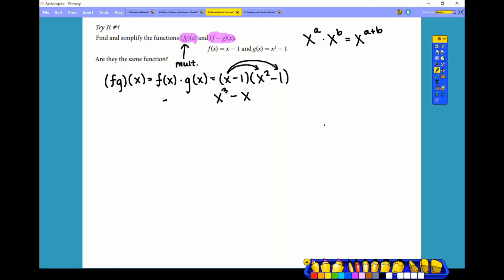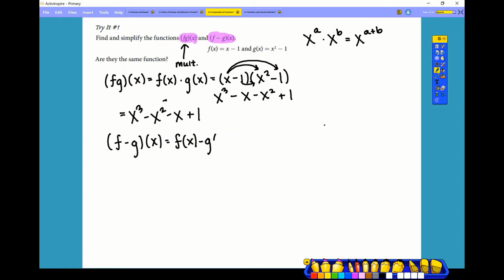Minus x. And then this inner one times this other inner one minus x squared plus 1. And that can be rewritten as x cubed minus x squared minus x plus 1. Now we want to find f minus g of x, which is equivalent to f of x minus g of x. So that's going to be x minus 1 is f of x, minus x squared minus 1 is g of x.